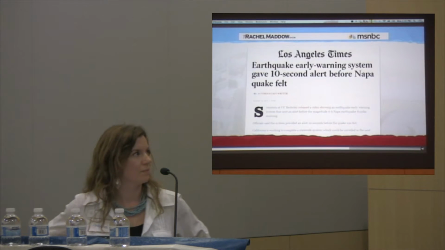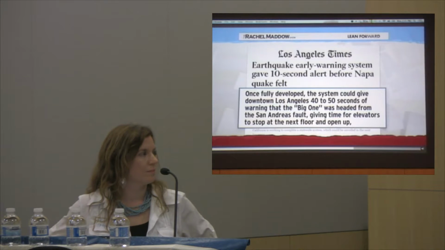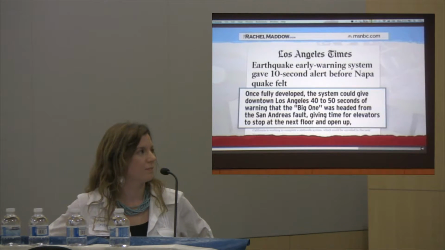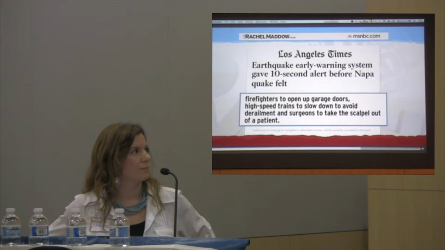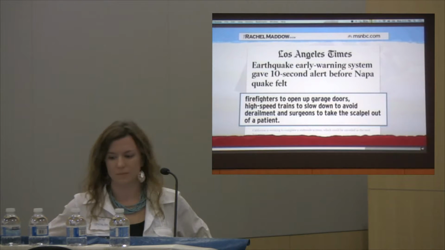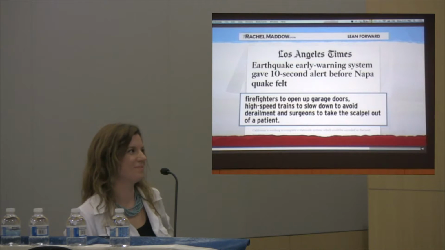With more sensors in more places, they presumably deliver even more warning time. California's hoping to have that bigger system in place in the next few years if they can get it funded and finished. From the LA Times today: once fully developed, the system could give downtown Los Angeles 40 to 50 seconds of warning that the big one was headed from the San Andreas Fault, giving time for elevators to stop at the next floor and open up, for firefighters to open up garage doors, for high-speed trains to slow down to avoid derailment, and for surgeons to take the scalpel out of a patient.